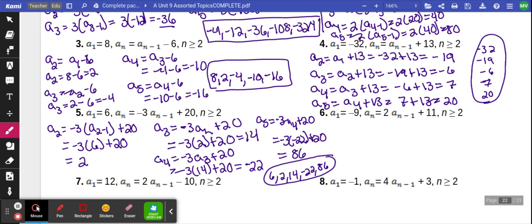Number 5 is a little more complex because it's a sub n equals negative 3 times a sub n minus 1 plus 20.